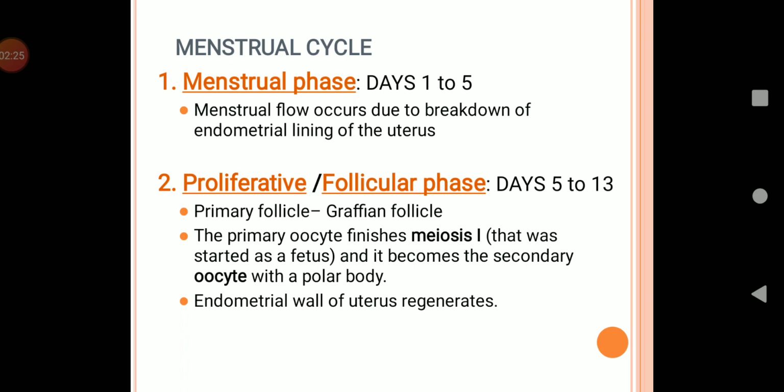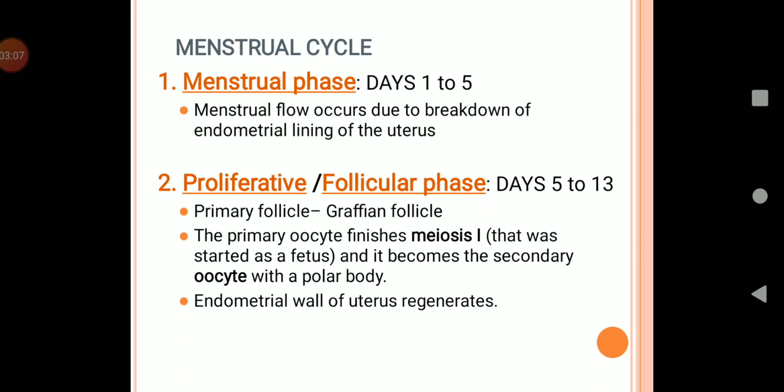So basically, the menstrual cycle consists of 4 phases: the menstrual phase, the proliferative or follicular phase, the ovulatory phase, and the luteal phase. These are the important 4 phases in the menstrual cycle. The first one is the menstrual phase, which begins from day 1 and is also called the bleeding phase, which extends from the 1st to the 4th day of the menstrual cycle.